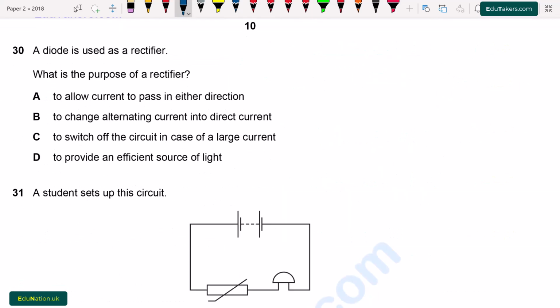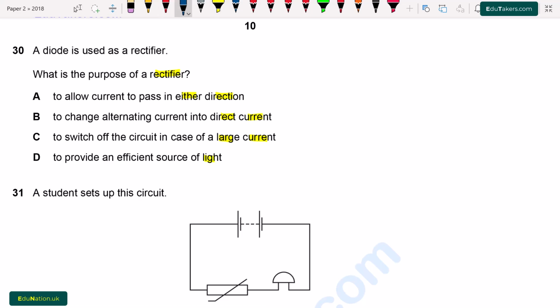Question number 30. A diode is used as a rectifier. What is the purpose of a rectifier? Option A. To allow the current to pass in either direction. B. To change the alternating current into direct current. C. To switch off the circuit in the case of large current. D. To provide the efficient source of light.